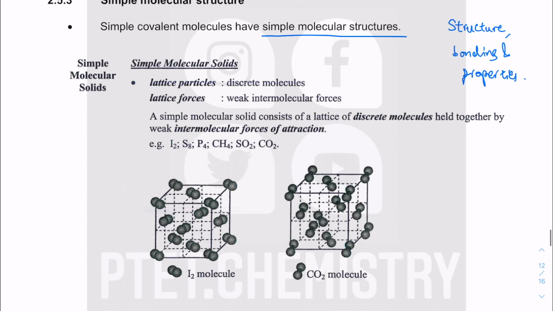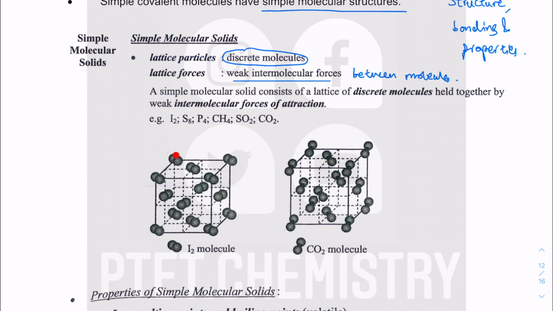So in terms of their individual lattice particles, we are talking about breaking the weak intermolecular forces between the molecules. Between the molecules, these are discrete, meaning individual molecules. You see that this is, for example, an iodine molecule. There are 2 atoms and they're arranged in this lattice, where they exist as discrete molecules. So iodine solid exists like this, iodine liquid exists like this, iodine gas exists like this. Simple molecules, simple molecular structure.